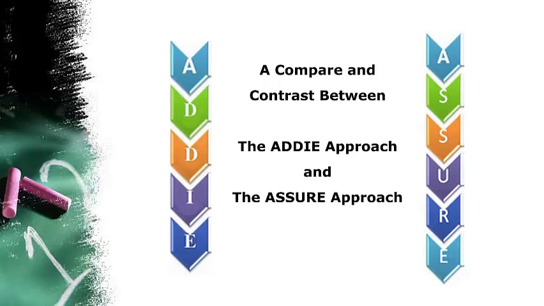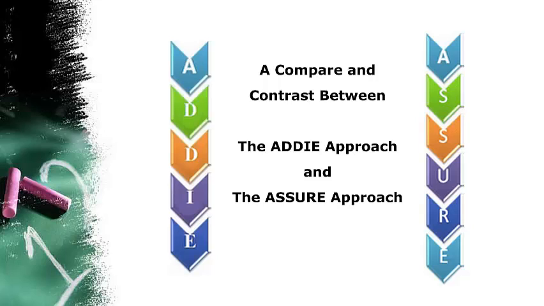This project was a compare and contrast between the ADDIE approach and the Assure approach. There are many different instructional design models that are available for instructors to use. It is important when choosing a model to analyze the model and make sure it is the best fit for the instruction you are trying to give. Our group will be analyzing the Assure instructional design model and how it compares to the ADDIE instructional design model.